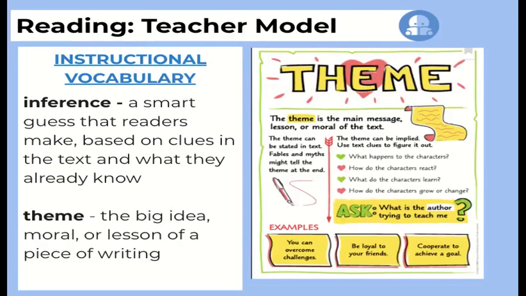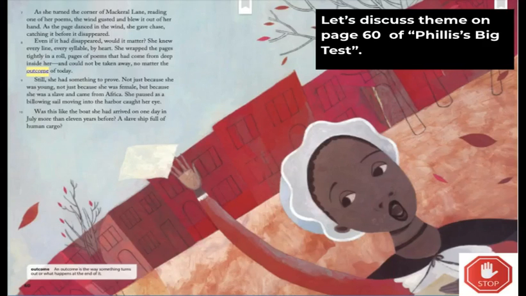Let's go over some instructional vocabulary. Inference, a smart guess that readers make based on clues in the text and what they already know. Theme, the big idea, moral, or lesson of a piece of writing. Pause the video to take a closer look at our theme poster. Let's discuss theme on page 60 of Phillis's Big Test. Pause the video to reread paragraphs 7 through 10.